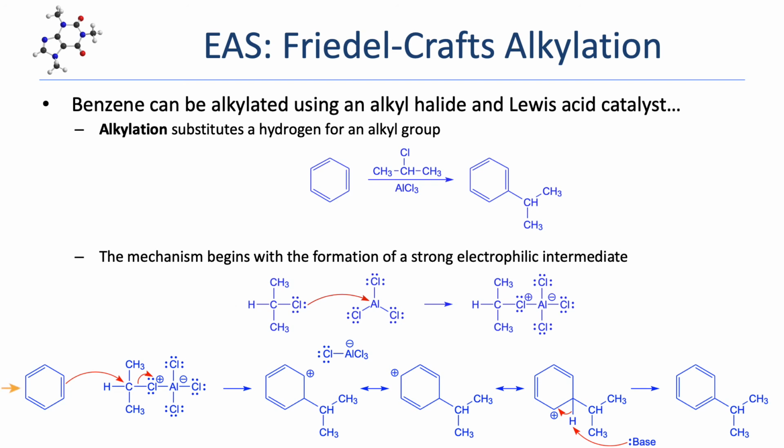The benzene attacks the carbon attached to the halogen, breaking the carbon-halogen bond, forming a resonance-stabilized carbocation that is then deprotonated to form the final product. The Friedel-Crafts alkylation is an important reaction because it's one of the few that you will learn that actually creates a carbon-carbon bond.